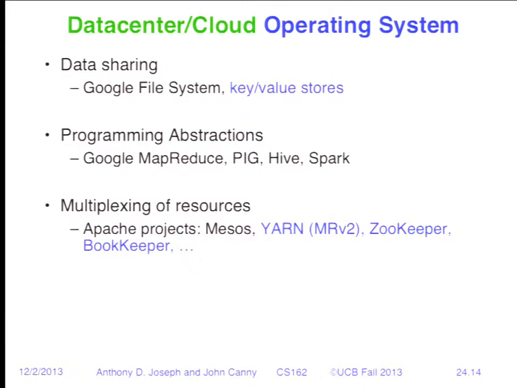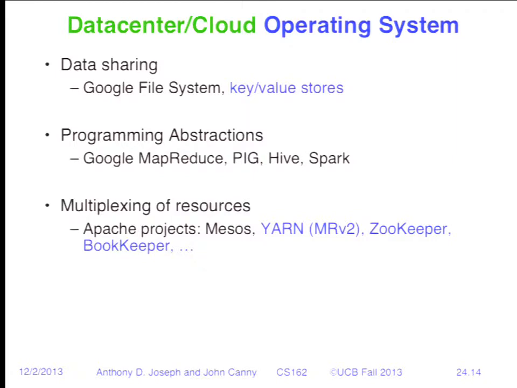We also have to deal with the multiplexing of resources. We have multiple applications that want to run on our 10,000 node computer. So how do we divide up the resources between the different jobs and the tasks that those jobs have? There's a number of projects. I'm going to talk about Mesos, but we already talked earlier in the semester about Zookeeper.